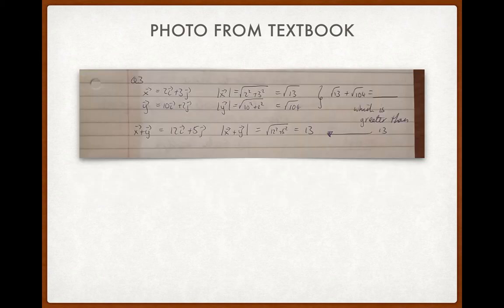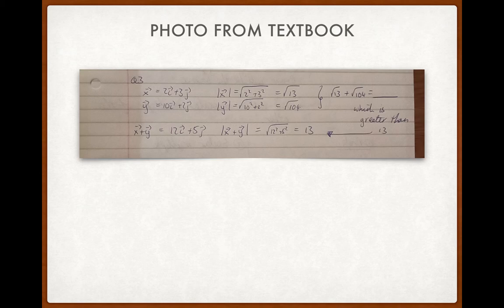Here, you were asked to show that the magnitude of x plus the magnitude of y is greater than the magnitude of x plus y. So the first line there, you get the magnitude of x, second line, magnitude of y. Get those in decimals, add them together. I haven't done it, which is what's over on the right hand side. Root 13 plus root 104 equals something, right? You can fill that in yourself.